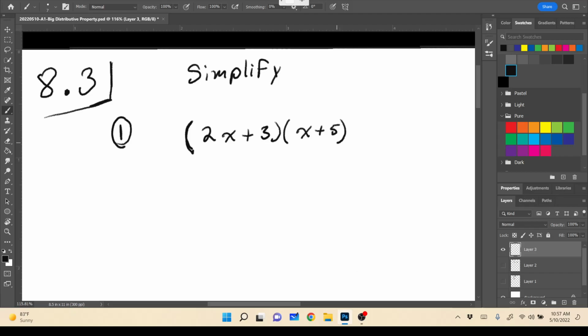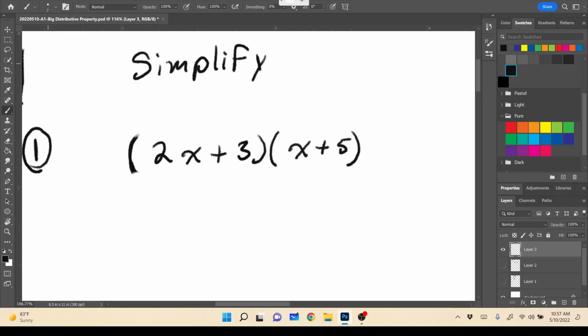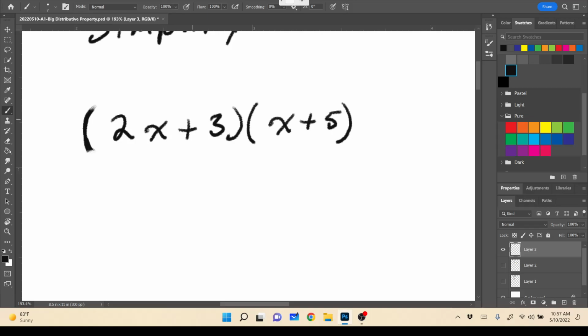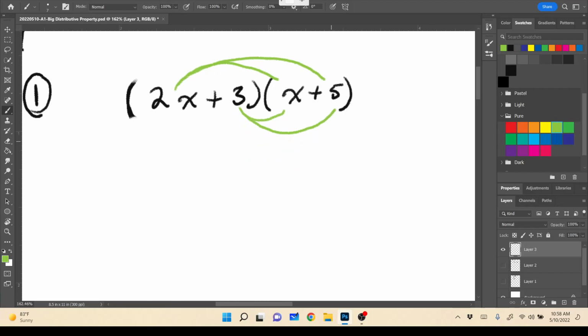So, this is how you do this. You do a big old fat distributive property. So this one times this one, and this one times that one, and this one times that one, and this one times that one. I see. Okay. It's not too bad.